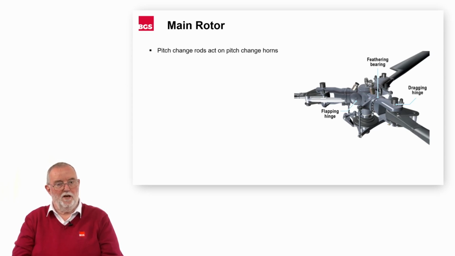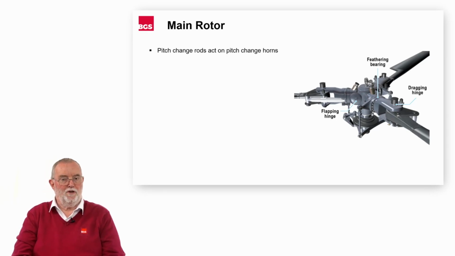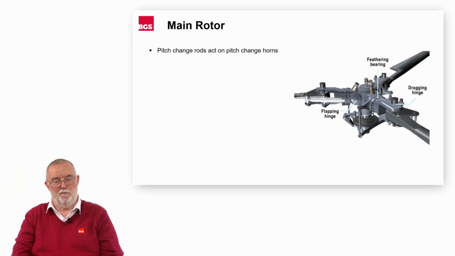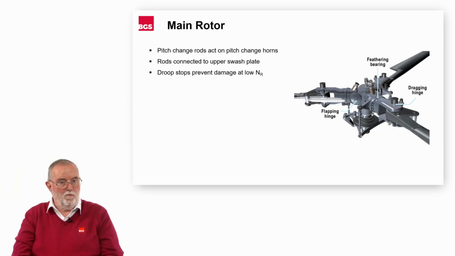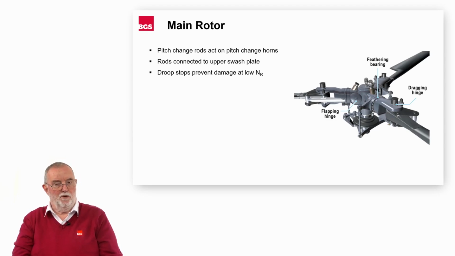The pitch change rods coming up from the rotating swash plate act on the pitch change horns, which give you some mechanical advantage, a bit of leverage to change the pitch of the blades. So the rods connect to the upper swash plate at the bottom and to the pitch change horns at the top. The droop stops sitting below all of that prevent damage to the rotor mast at low NR.